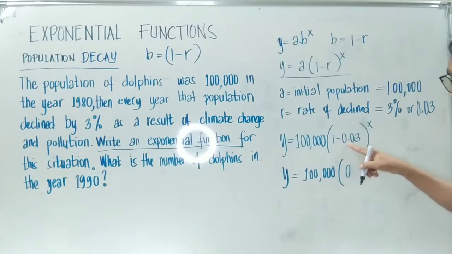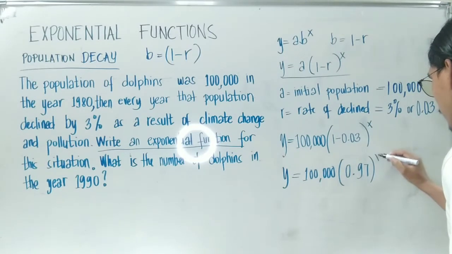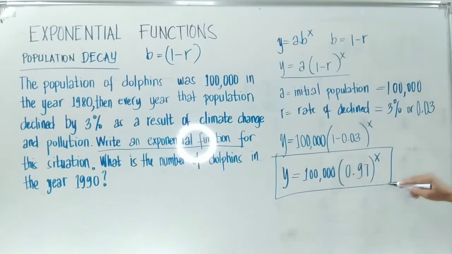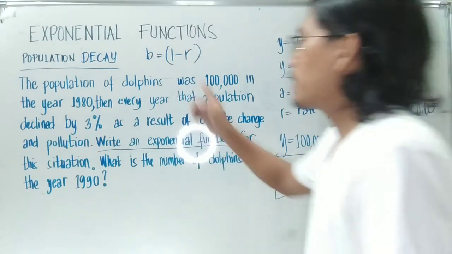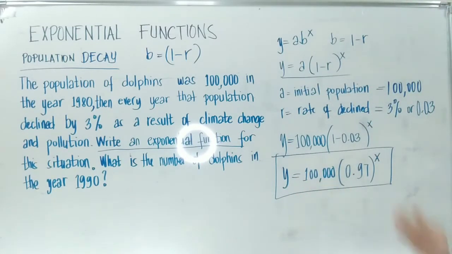1 minus 0.03 is 0.97 raised to x. So this function is the exponential function for this situation. And we will be using this function in computing the number of dolphins, or the population of dolphins, in relation to x, or time. Okay, so x will be the time.